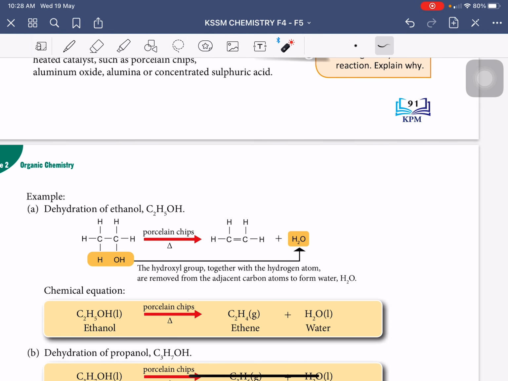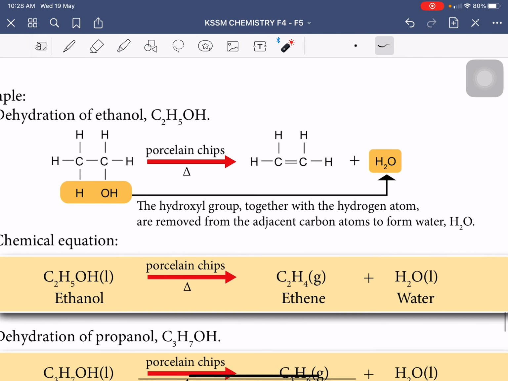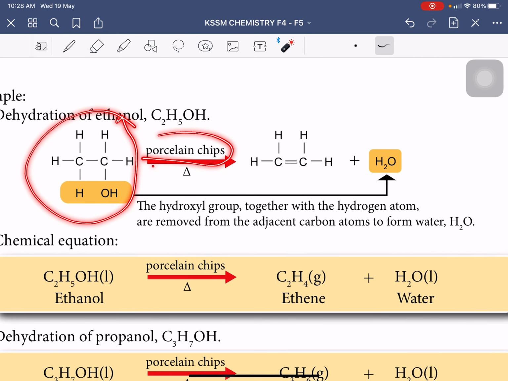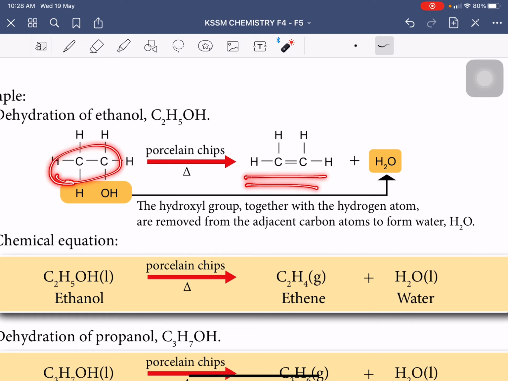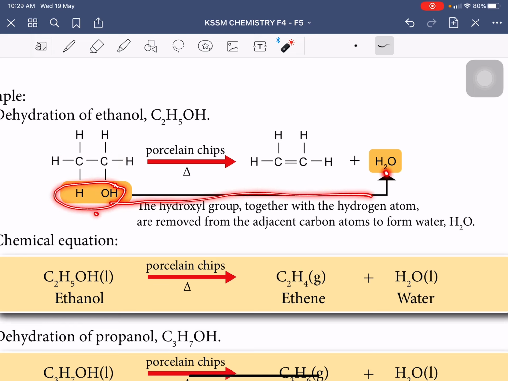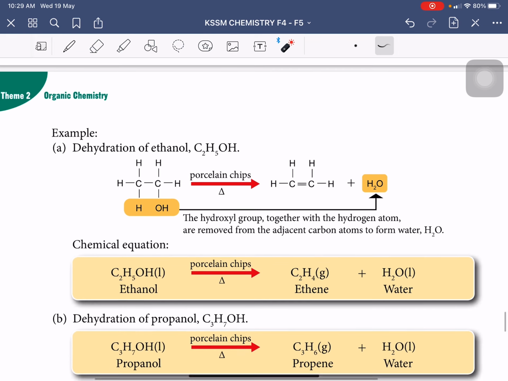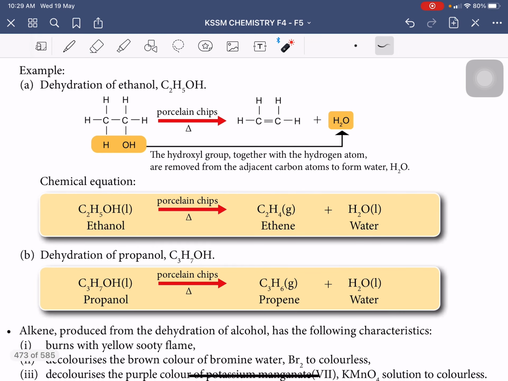So example of dehydration of ethanol. This is ethanol. When you use porcelain chips as catalyst, you can have ethene. This is ethanol, this is ethene. Don't forget to remove one molecule of water here. Okay, so this is the chemical equation. Ethanol, when strongly heated over porcelain chips, flowing through, dialirkan, I will show you the picture later, will produce ethene and water.